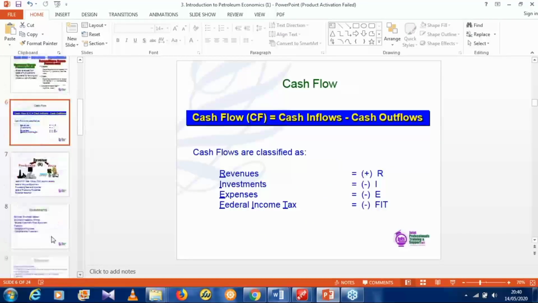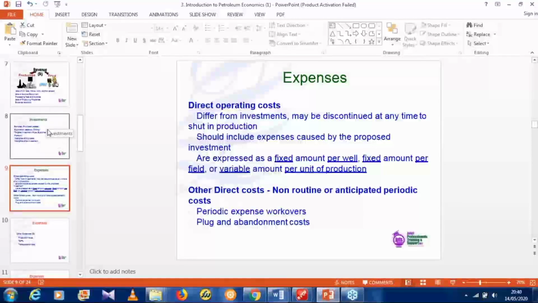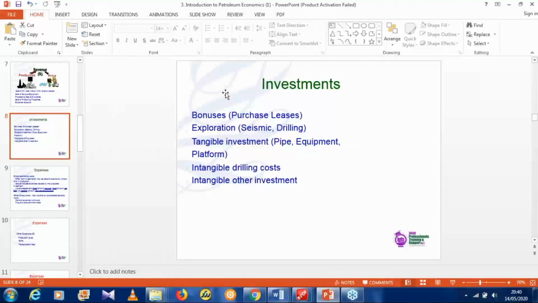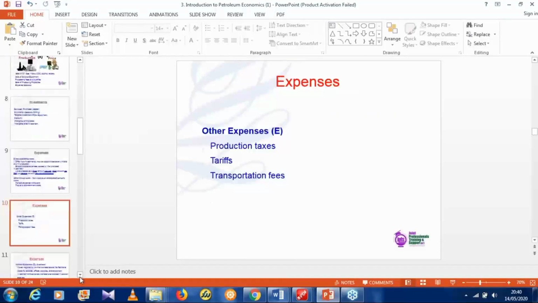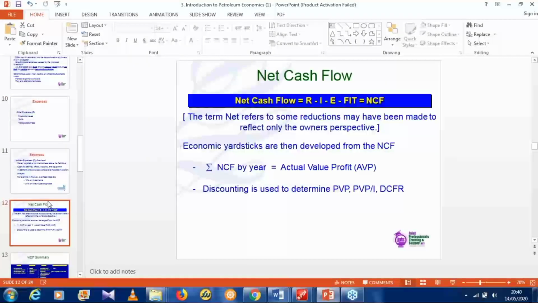Let me put them in terms of investment. We have explained these the same way, but there's a formula that relates them, and this is it. Our net cash flow is equal to R minus I minus P minus S minus T.